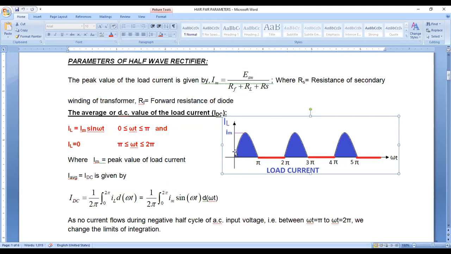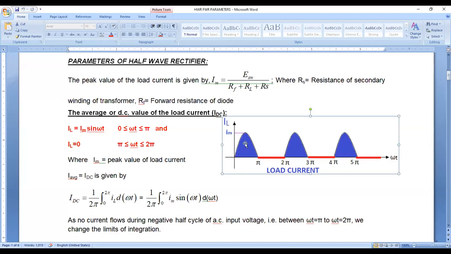Now by using this, I am going to discuss the average value first. What is the definition of average value? We already discussed this in our first unit. Average value is defined as the ratio of the area covered by the waveform to the curve travel.